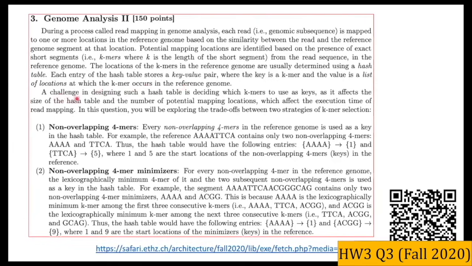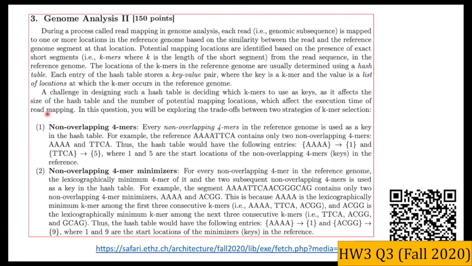And the challenge in designing such a hash table is deciding which k-mer or k-mers to use as keys, as it affects the size of the hash table and the number of potential mapping locations, which affect the execution time of read mapping. So basically, if we have more k-mers stored in the hash table, then we will spend more time, and if we have more locations stored in the hash table for each k-mer, then we have more work to do.